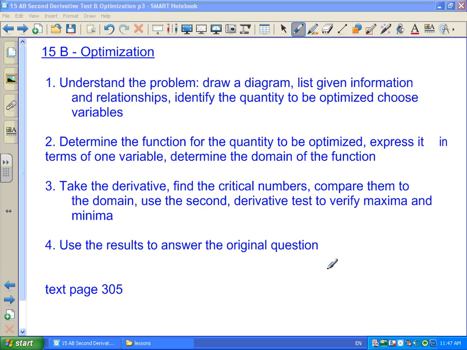So now we're moving on to 15b here. We're going to take a look at optimization, and this forms the biggest part of Unit 15 that we want to look at. So here are the general steps that we're going to follow in each optimization question. These are taken straight from the textbook on page 305. You might want to pause the video here for a minute just to take a look at them, and then we'll move on to the first example.